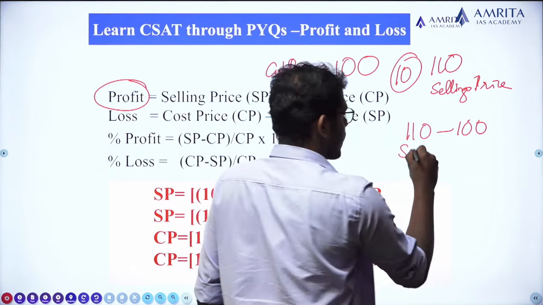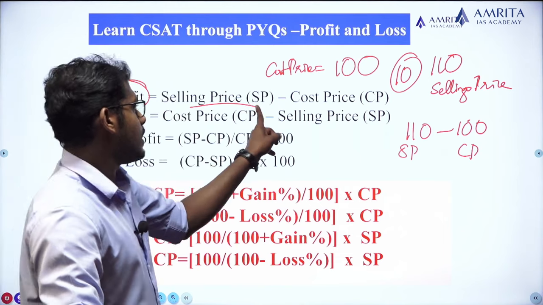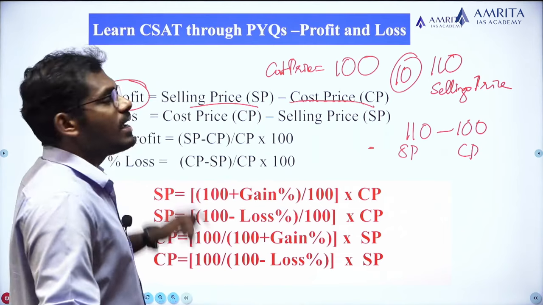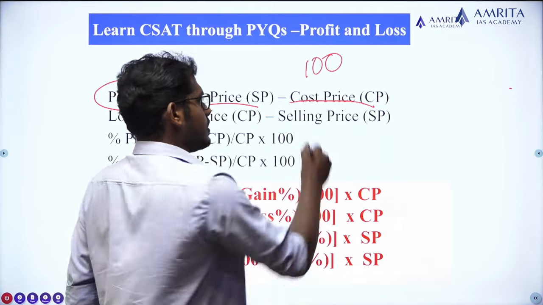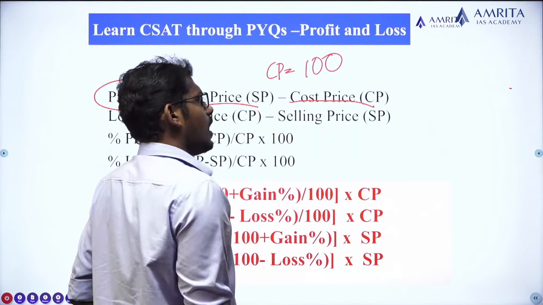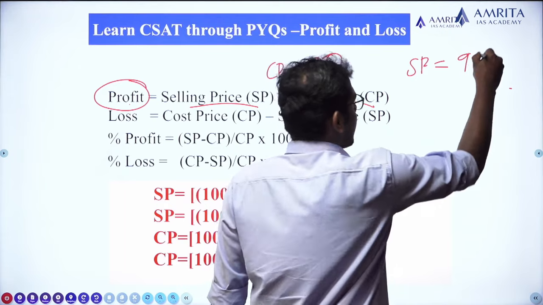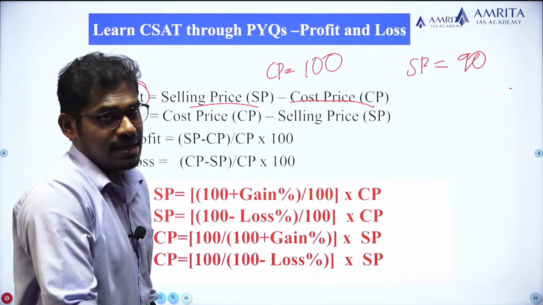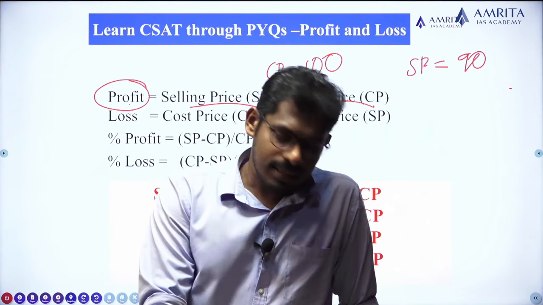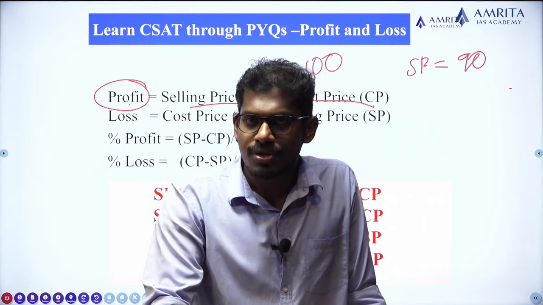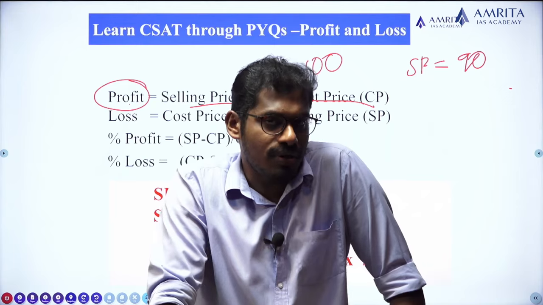110 is the selling price, 100 is the cost price. The difference between selling price and cost price is the profit. Now he purchased a good at 100 rupees, that is the cost price. Unfortunately, he or she has to sell that particular good at 90 for some reason. So the selling price is 90 and the cost price is 100. Does he earn any profit here?